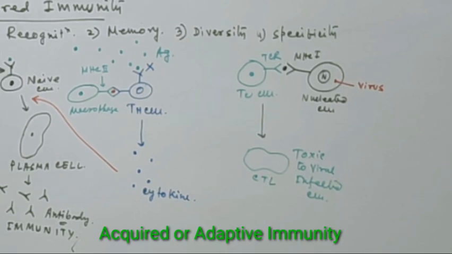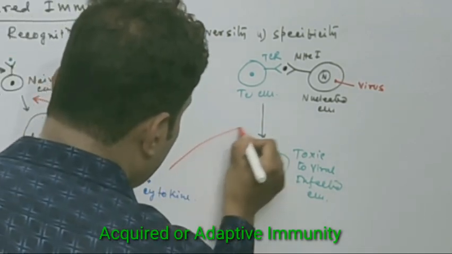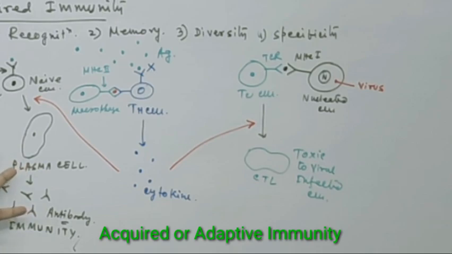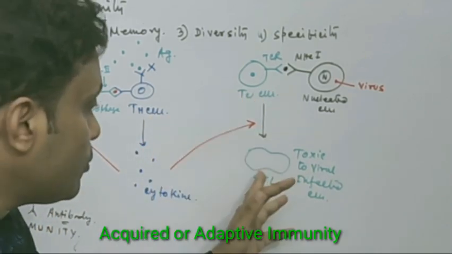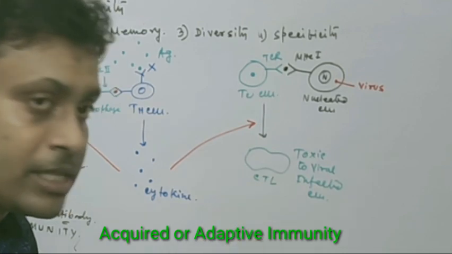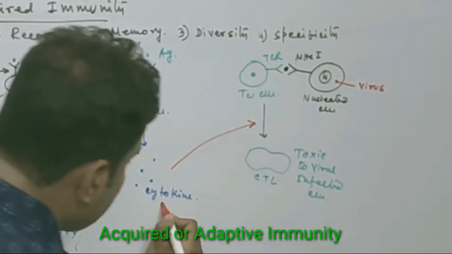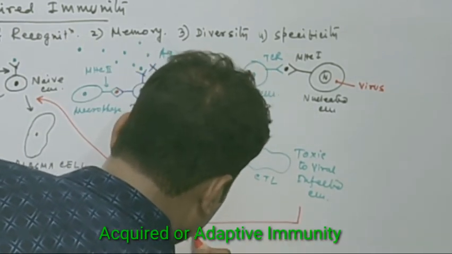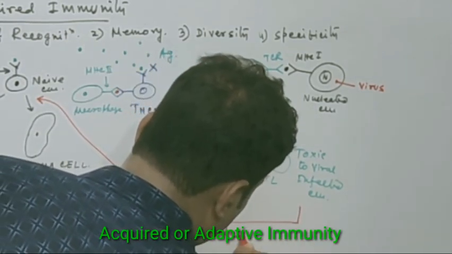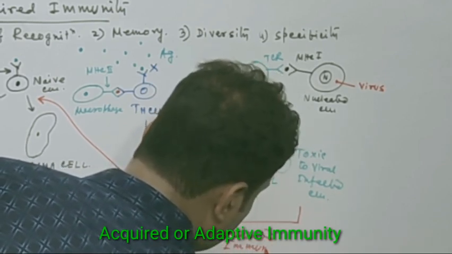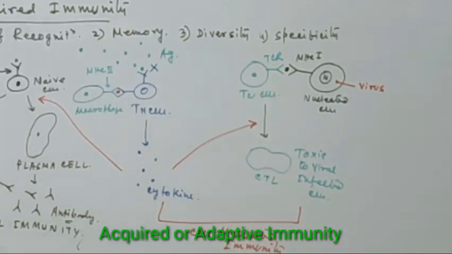And cytokine also helps the differentiation of the TC cell into the cytotoxic T lymphocyte. Since the helper T cell produces the cytokine, which helps in humoral immunity and also helps in the transformation of the TC cell into the cytotoxic T lymphocyte, it is known as the helper T cell. Okay, and this type of immunity is called cell-mediated immunity. So this is the actual scenario of acquired immunity.